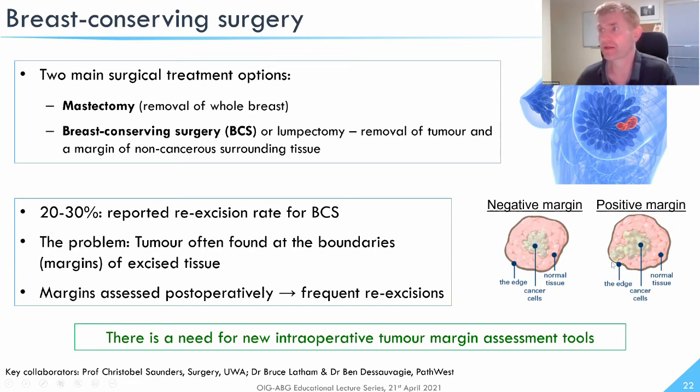And this is correlated with a strong likelihood of recurrence of the cancer. So if this happens, there'll usually be a second surgery where the surgeon goes back to re-excise. And at that point, you've got scar tissue and it becomes very complicated to know where the cancer starts and ends. So I think it's widely accepted that new tools are needed for intraoperative margin assessment.